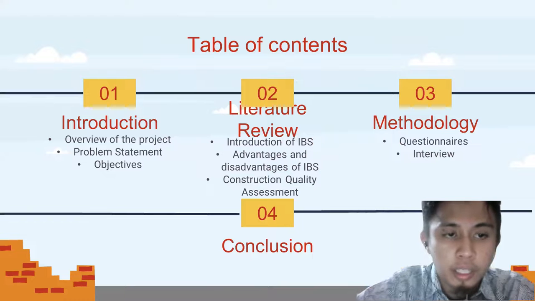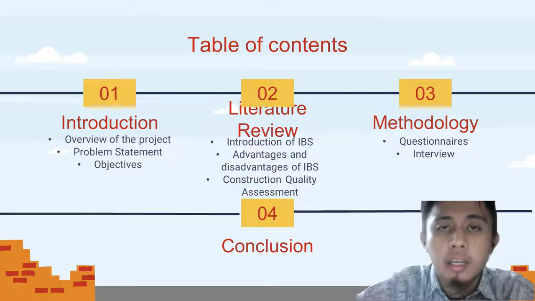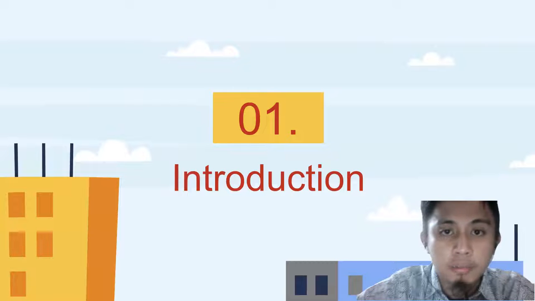So for this project, there are four main chapters that will be explained. The first one is the introduction, the second one is the literature review, the third one is the methodology, and the last one is the conclusion. So for the first chapter, introduction.